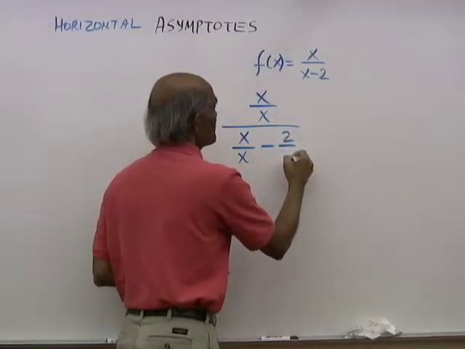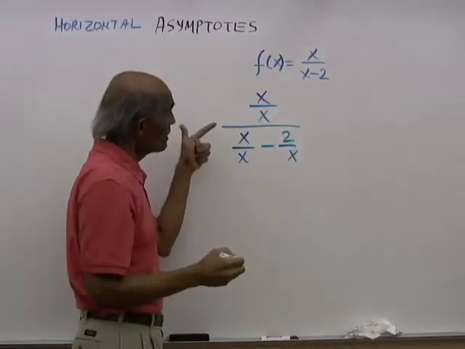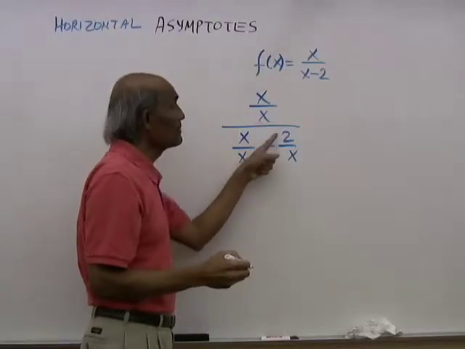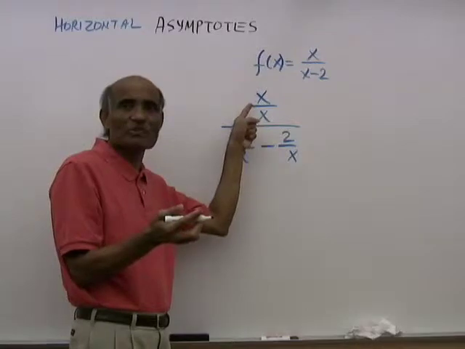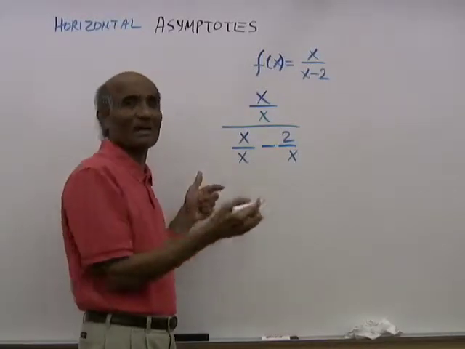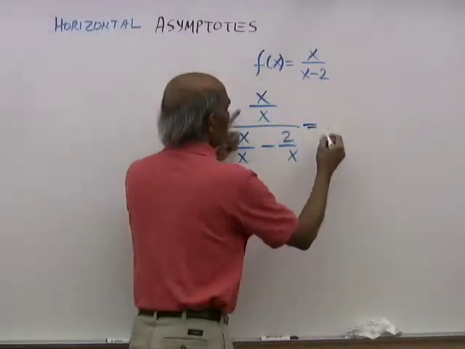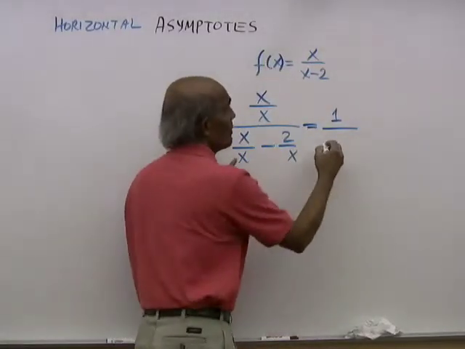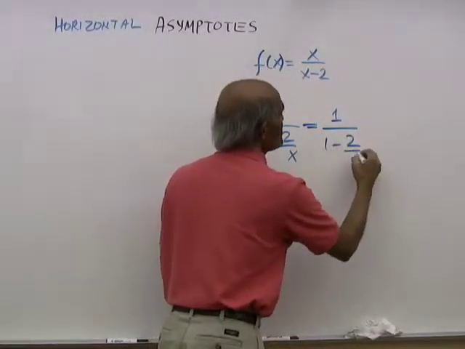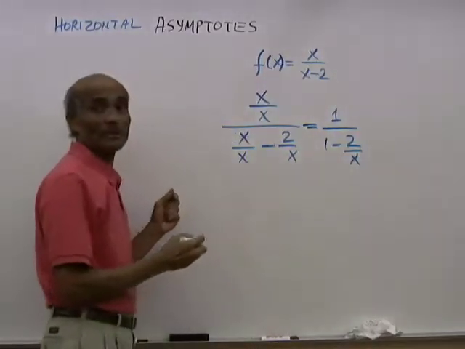And that gives you this, x over x minus 2 over x. It doesn't change the value. We divided the numerator and the denominator by x. What does that give you? The numerator is now 1. The denominator is 1 minus 2 over x.